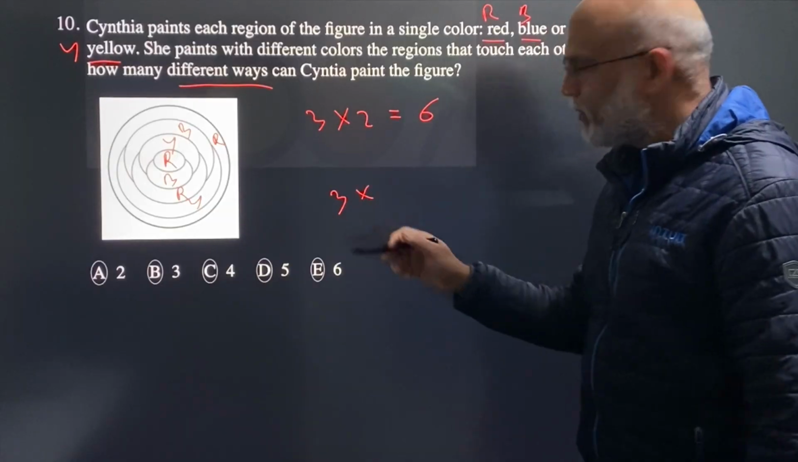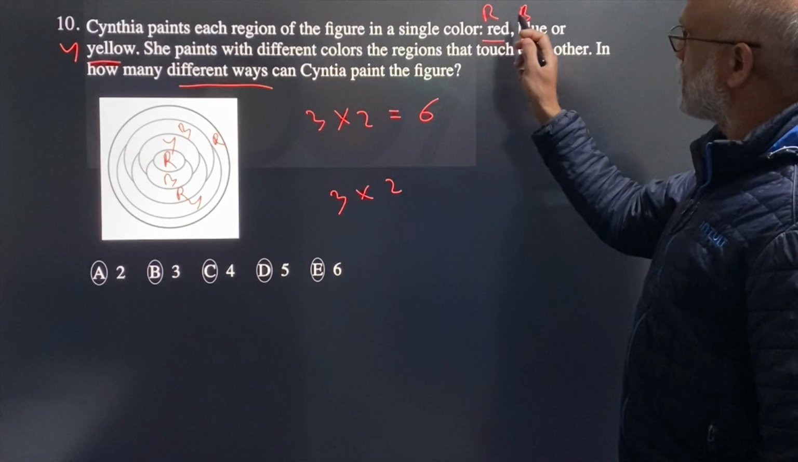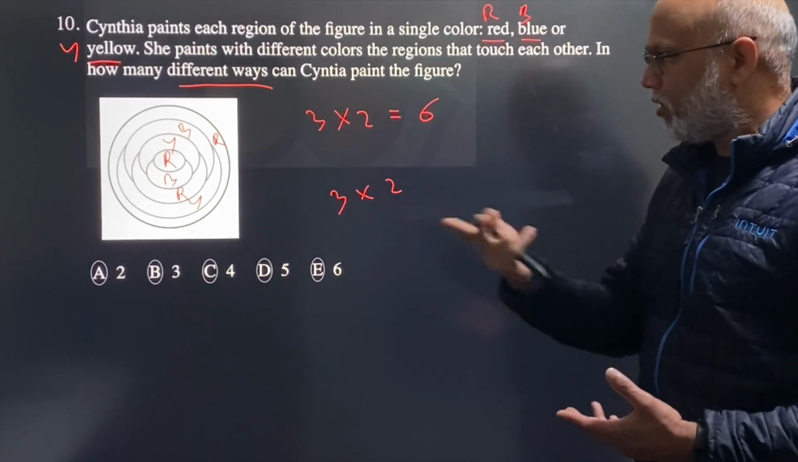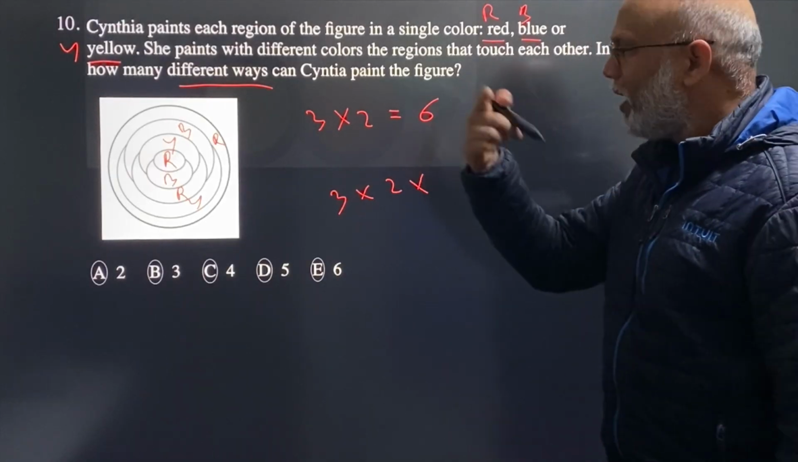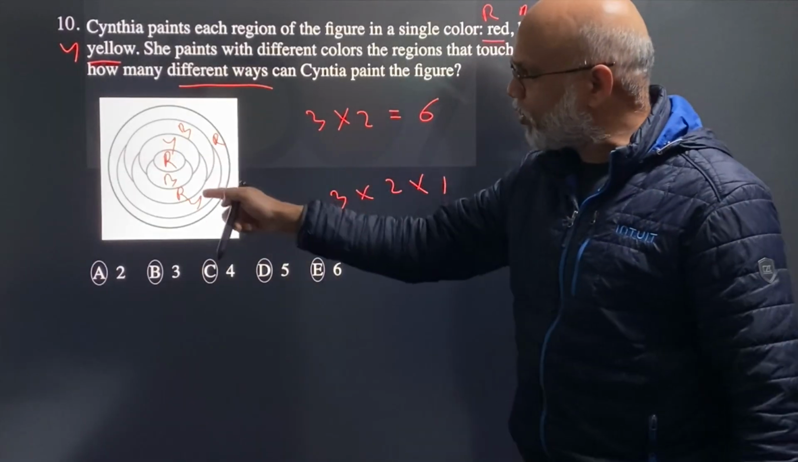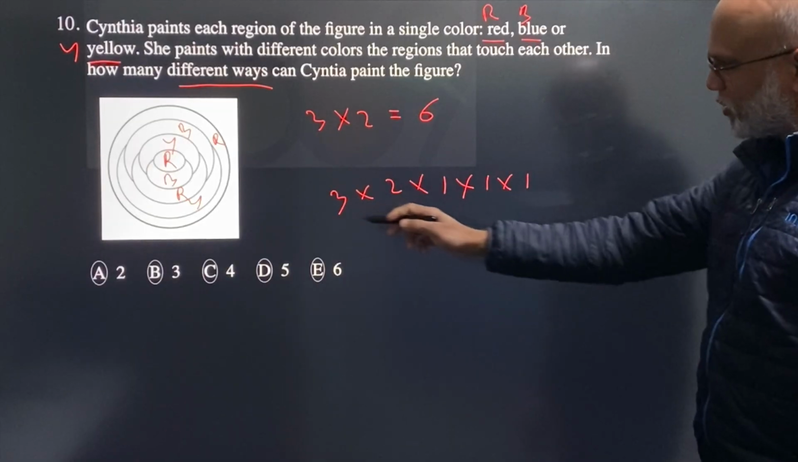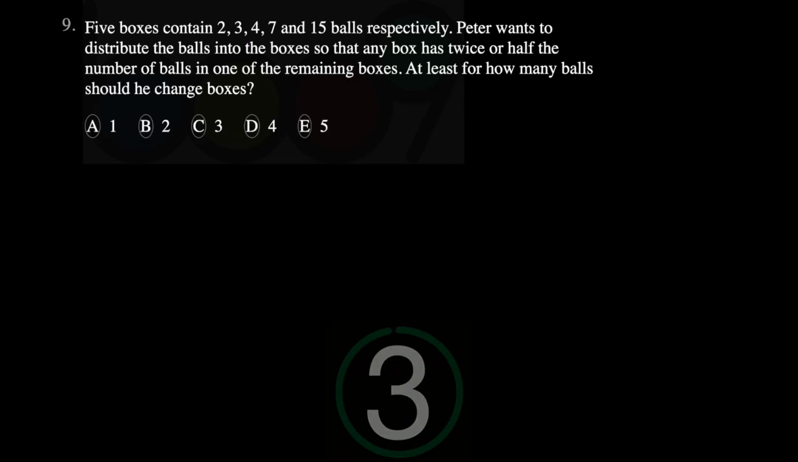Once you choose that, the one touching that will have only 2 choices, because if you choose red or blue or yellow, you cannot choose the same color again, so only 2 will be remaining. And the ones that are touching those 2 will have 1 choice, and similarly, just the way we argued here, the other regions will have only 1 choice each, so this will result in the same number.